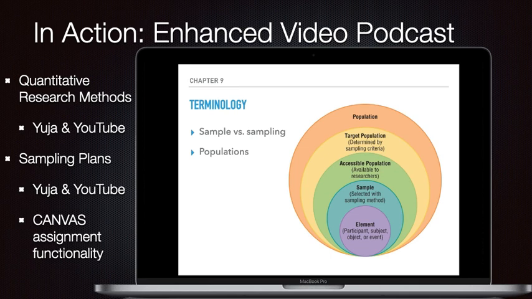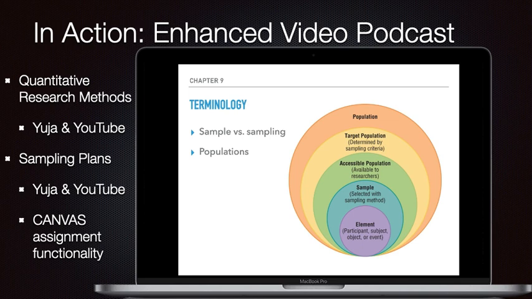Let's look at this figure on the right-hand side. In the purple, we have the element, which is the participant usually in the research study. Sometimes we'll call this person the subject or the object or event that's being studied. Next is the sample, which is the select group of people that comprises the elements.